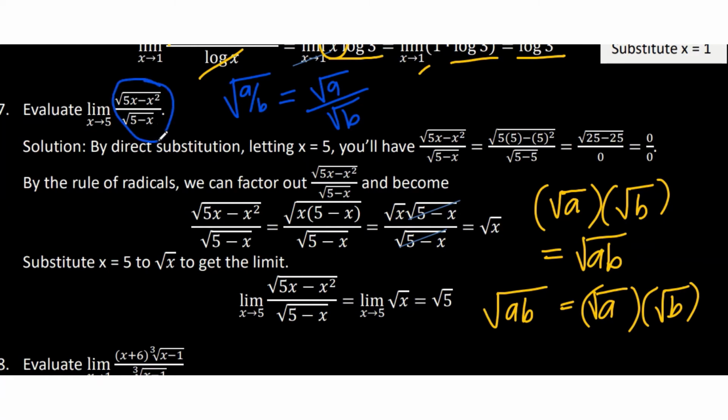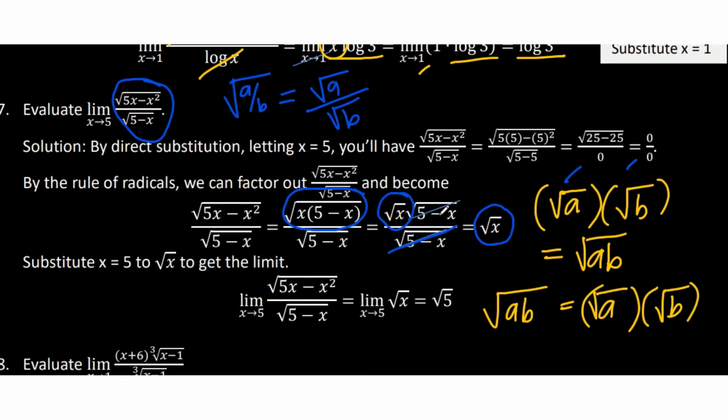Square root of 5x minus x squared divided by square root of 5 minus x. Pwede kasing mag-expand si square root of 5x minus x squared. And we have square root of x times 5 minus x. Pwede rin lumabas ang square root of x as suggested by the given here. Therefore, ano ang natirang expression? We have square root of x.